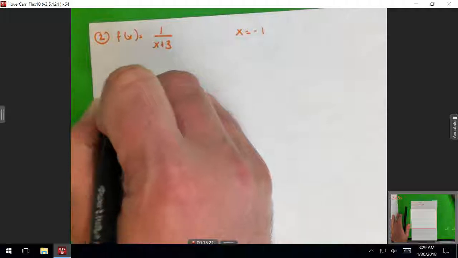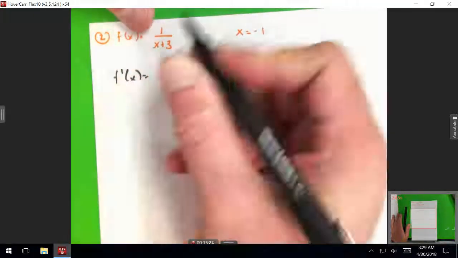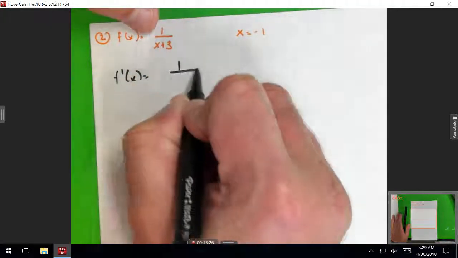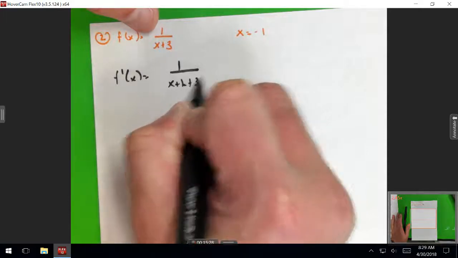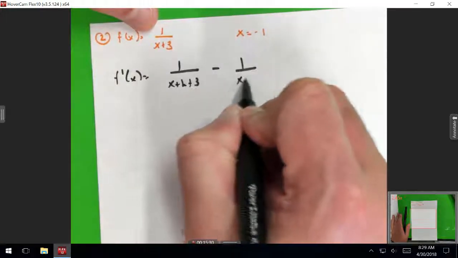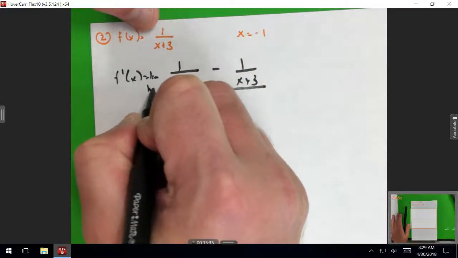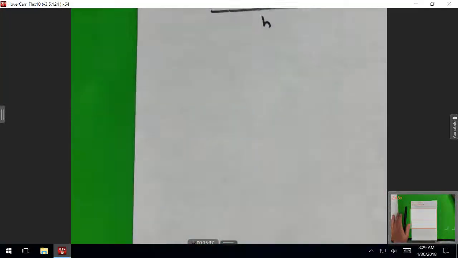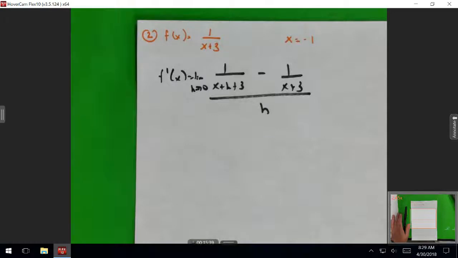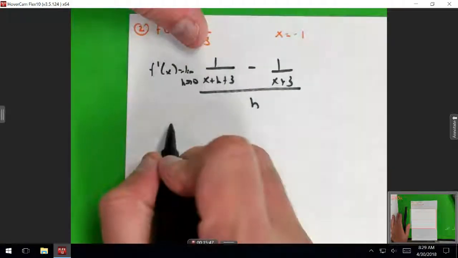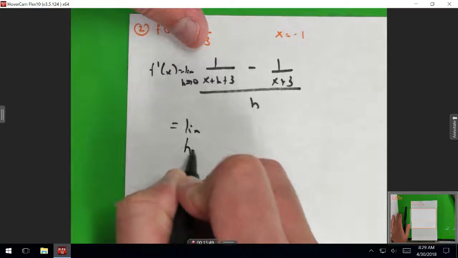Alright, so f prime of x equals, if I plug x plus h in, I get 1 over x plus h plus 3 minus f of x, 1 over x plus 3, all over h. I should have put the limit as h approaches 0. Alright, so that's my start. Now, if I plug 0 in, I get 0 in the denominator. Can I have that? So I need to find a common denominator in the top.